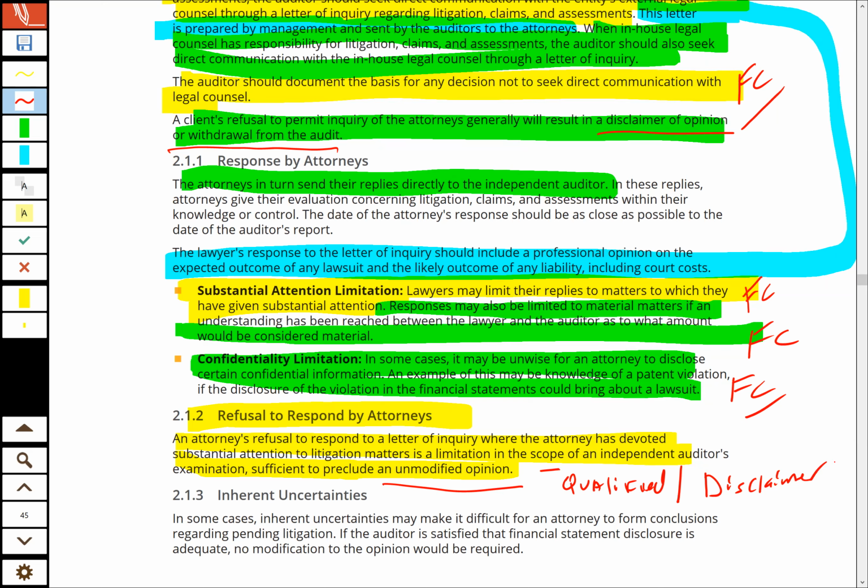Okay, so qualified or disclaimer. Good. Okay. All right, good. So flashcard that. Now, I think this would be ridiculous. This attorney is not worth their pay.